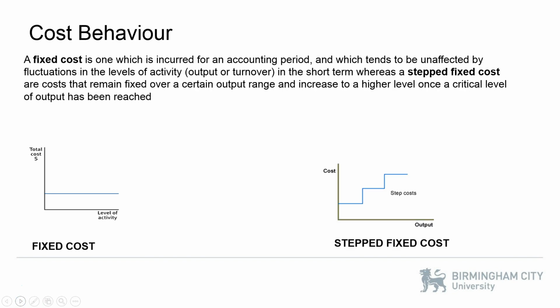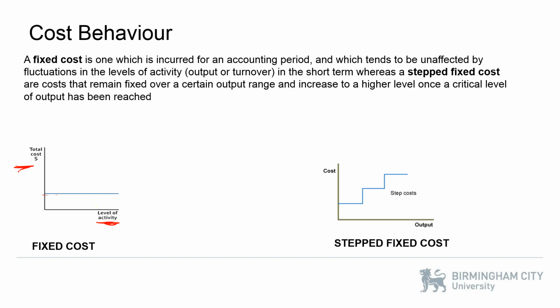Now a fixed cost is a cost which is expected to remain fixed over a period of time, typically up to 12 months. So irrespective of how output changes, the cost remains the same. If such a cost was plotted on a graph, as we can see here, we have the level of activity and we have the cost. And irrespective of the level of activity, whether it be 0 or upwards of 0, the cost has remained the same. So we have a horizontal line.